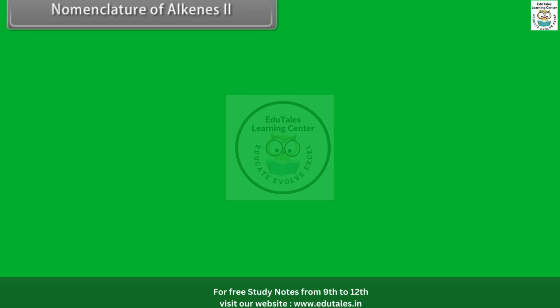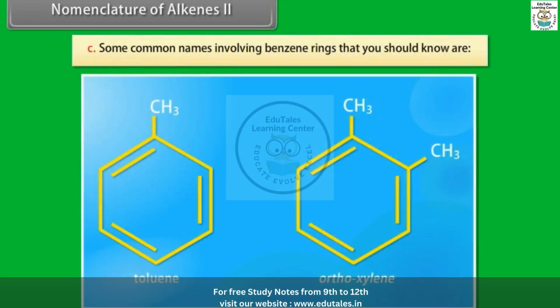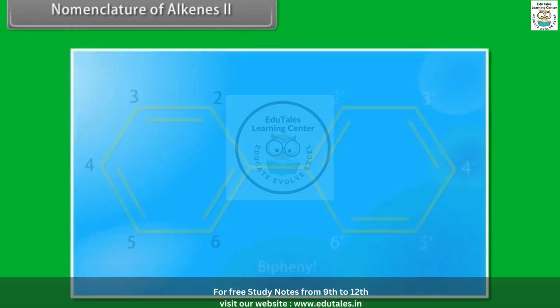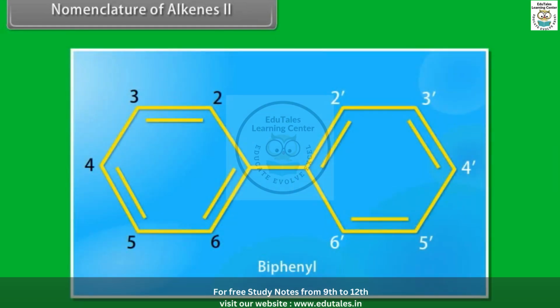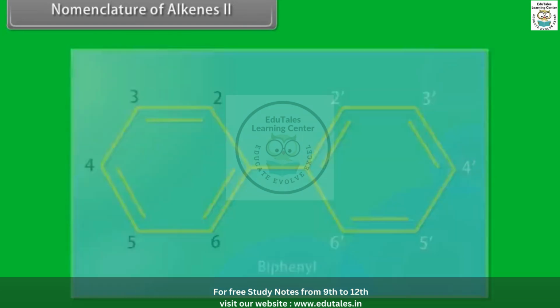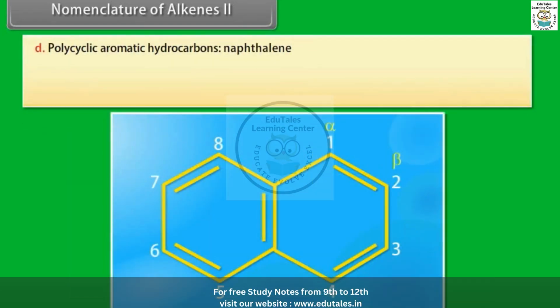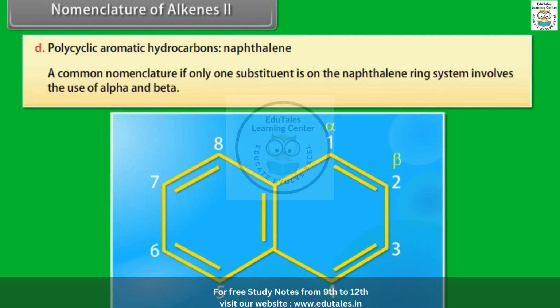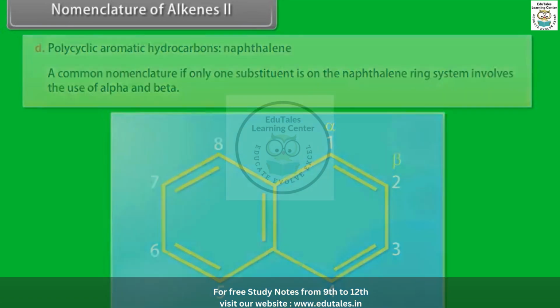Nomenclature of arenes, 2. C. Some common names involving benzene rings that you should know are toluene and orthoxylene. Biphenyl. Notice the numbering convention for this compound. D. Polycyclic aromatic hydrocarbons that you should know are naphthalene. A common nomenclature if only one substituent is on the naphthalene ring system involves the use of alpha and beta.